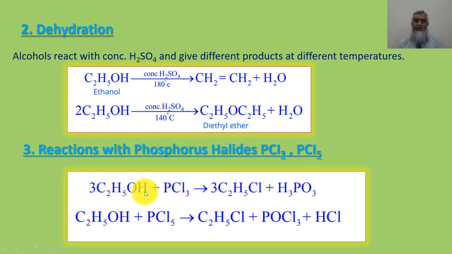Phosphorus, 3 hydrogen atoms and 3 oxygen atoms will combine to produce phosphorus acid. Ethanol on reaction with phosphorus pentahalide, the OH group will be replaced with 1 chlorine group producing ethyl chloride, 1 phosphorus, 1 oxygen and 3 chlorine atoms will combine to produce phosphorus oxychloride, and the remaining hydrogen atom will combine with 1 chlorine atom producing HCl.